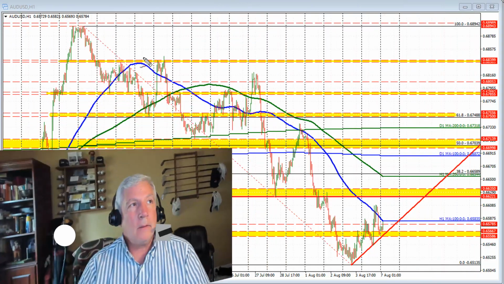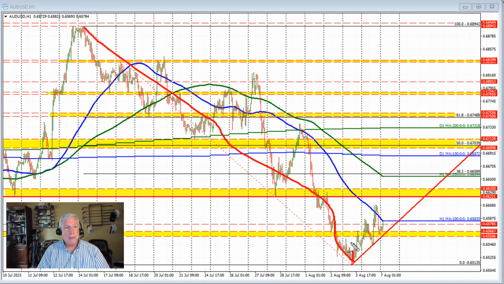This is a Forex Quick Look. We're going to take a look at the Aussie versus US dollar. This currency pair has been trending to the downside over the last few weeks of trading.